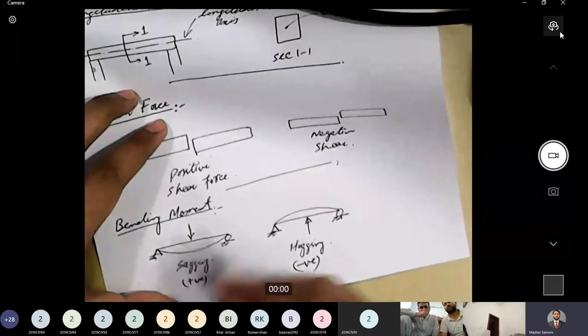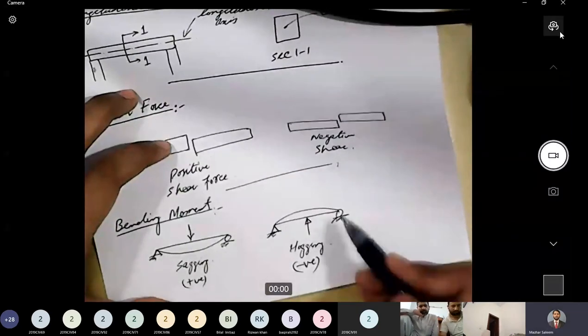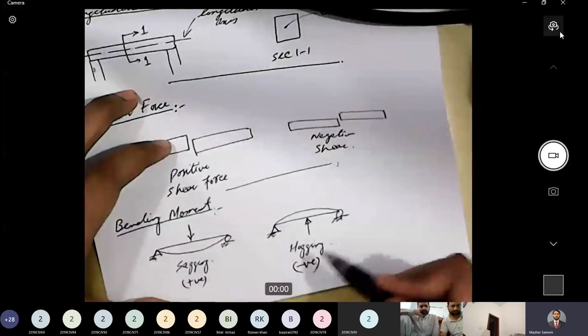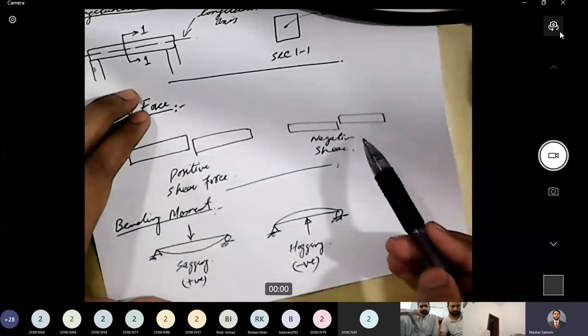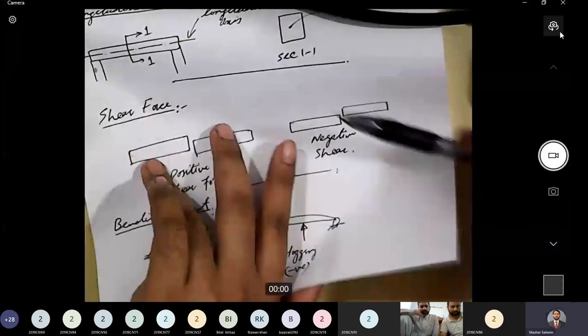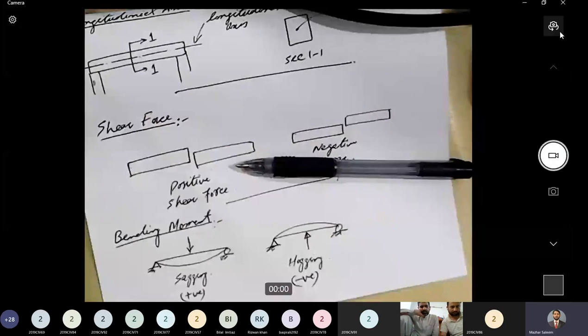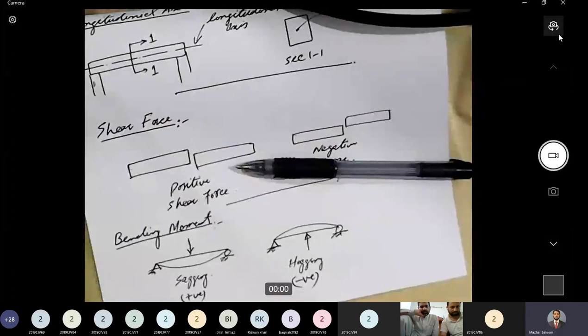Okay, at this point you should be clear about what we mean by sagging and what we mean by hogging. Sagging will be positive, hogging will be negative. What is positive shear and what is negative shear, and what is the definition of moment? Moment is just the rotational effect of force.